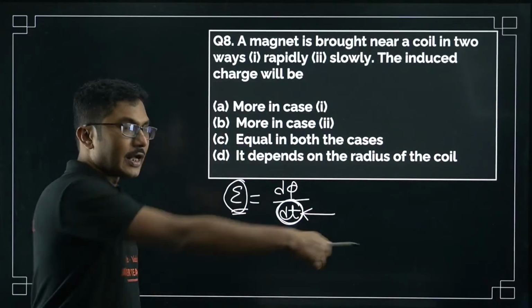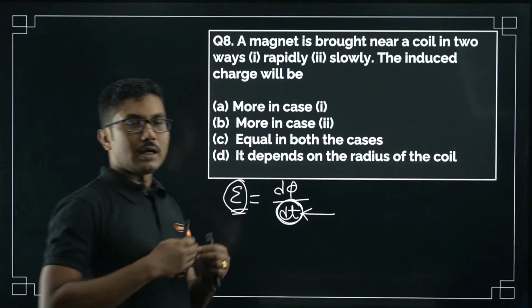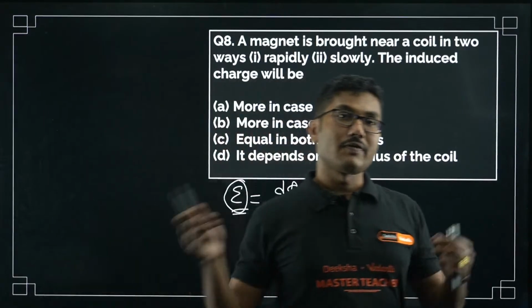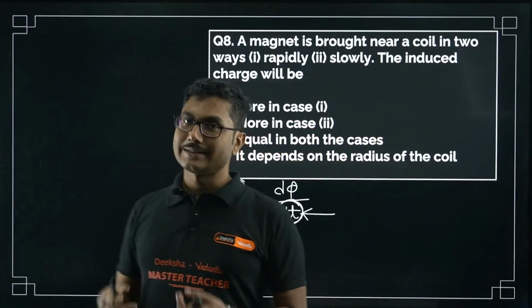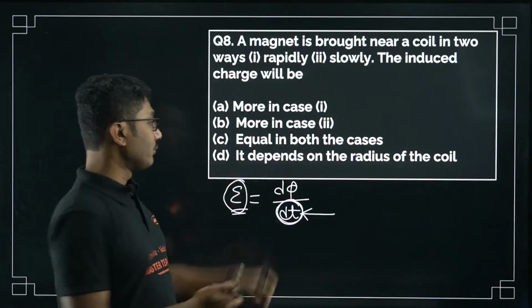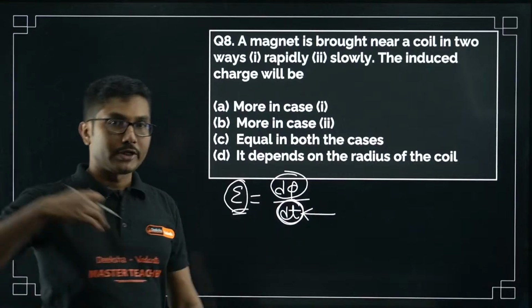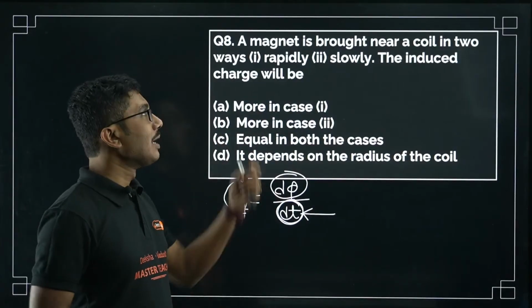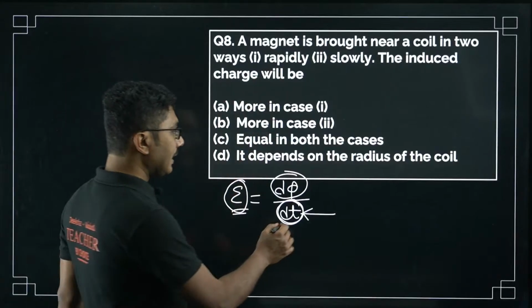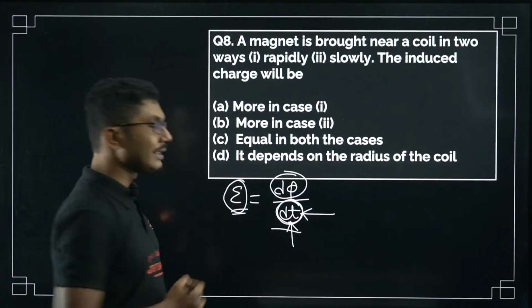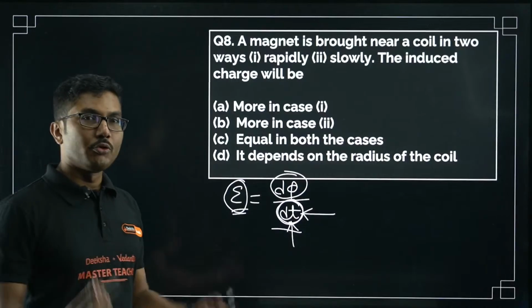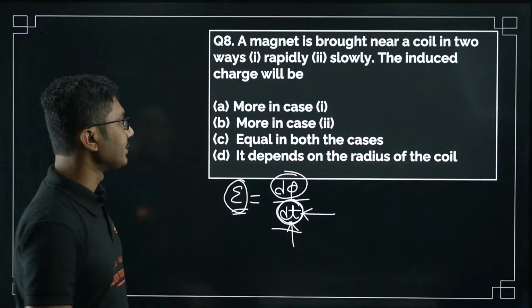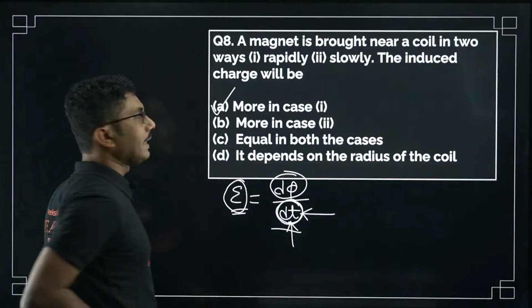If you do it faster, that means the time required for the flux to change is less. Same flux is changed, so d phi is the same for both cases. Whether you bring it rapidly or slowly, d phi will be the same. But the rapid case means dt will be smaller. So smaller dt means more induced EMF. More induced EMF means more induced charge. So it will be more in case 1.